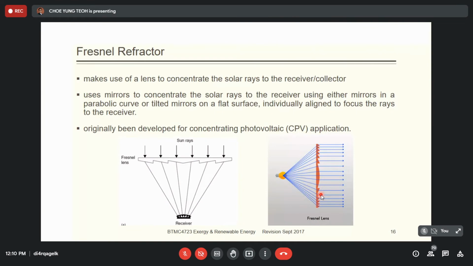I think we take a short break for 5 minutes. Then we'll continue with the lens, the Fresnel lens. So see you 5 minutes later.